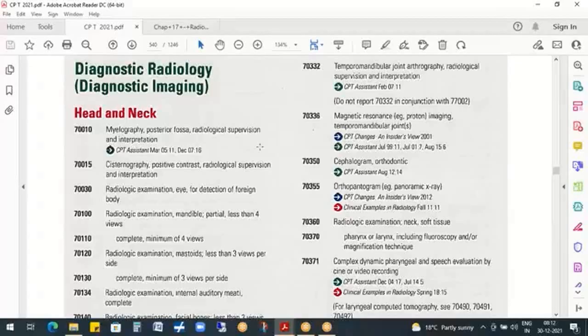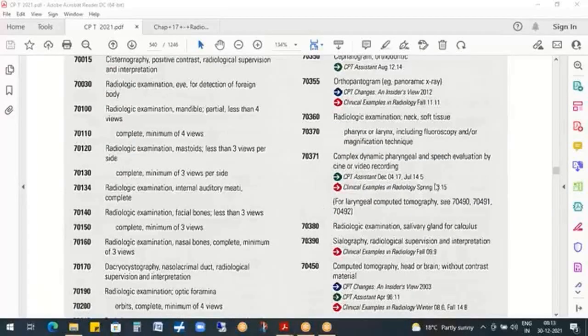Radiological examination means what? X-ray. X-ray or radiological examination, both are the same. Then what is the body part they are examining? Mandible. Try to recall the anatomy. Mandible means upper jaw or lower jaw? Lower jaw. How many views they are going to perform? Less than 4 views. Understood everyone? When you are getting an X-ray question, you need to look for views.